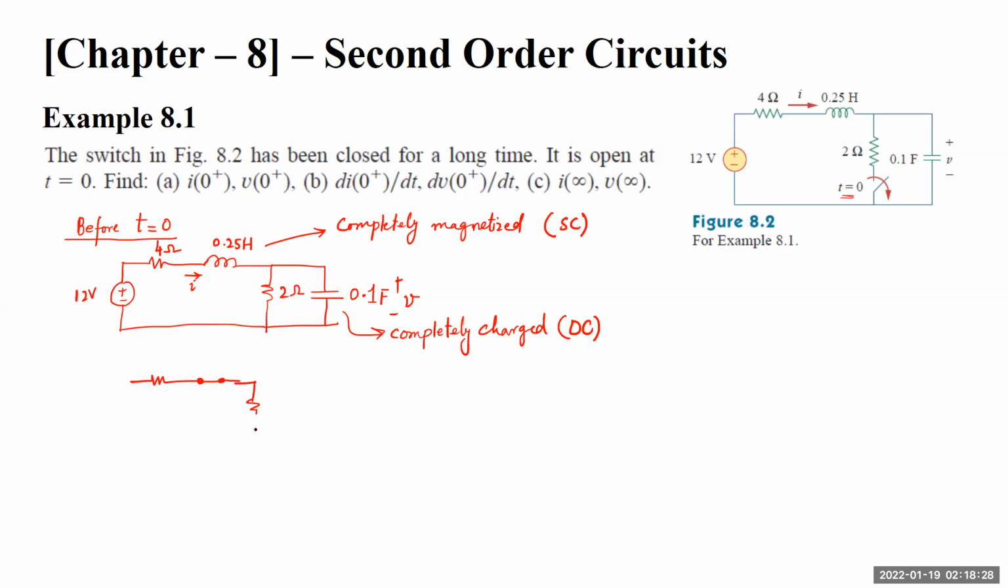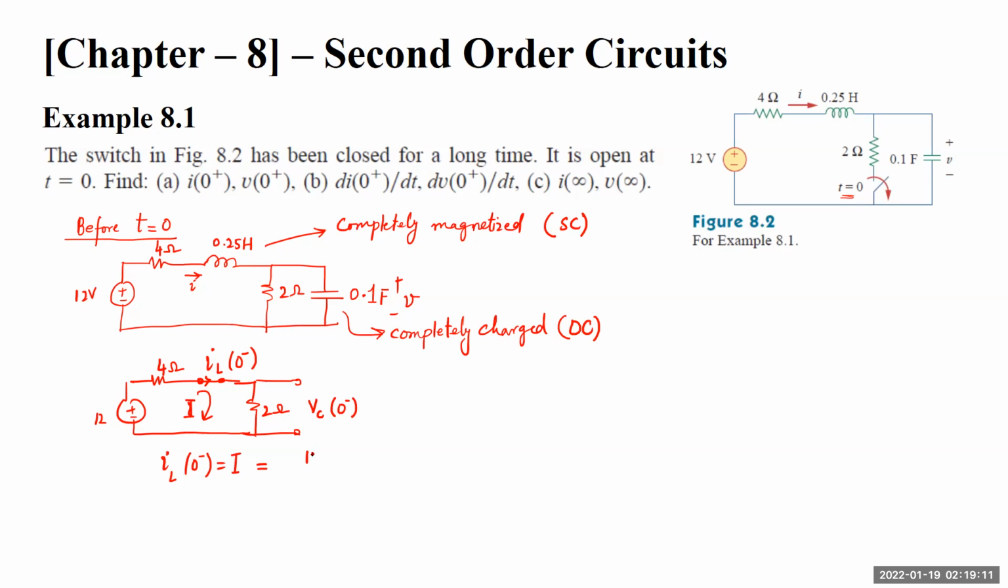So this is the short circuit, this is 4 ohms, this is 12 volts, and this is 2 ohms. Now this is my voltage across the capacitor at 0 negative, and this is my inductor current at 0 negative. If I find the value of this current, it will be the current through the inductor. If I find the voltage across this 2 ohm resistance, it will be my voltage across the capacitor before time t equals 0. And this is the current i that flows. So first, calculating iL(0-) is equal to i.